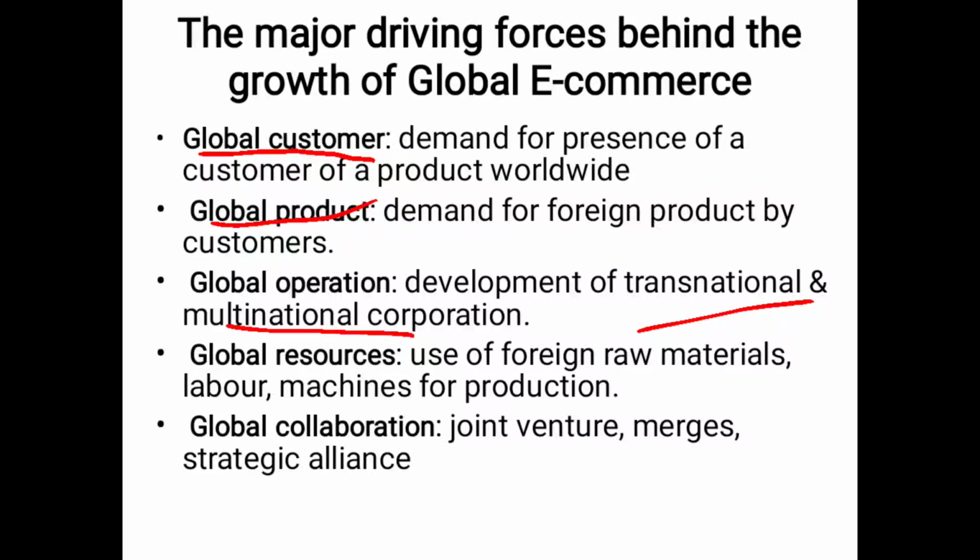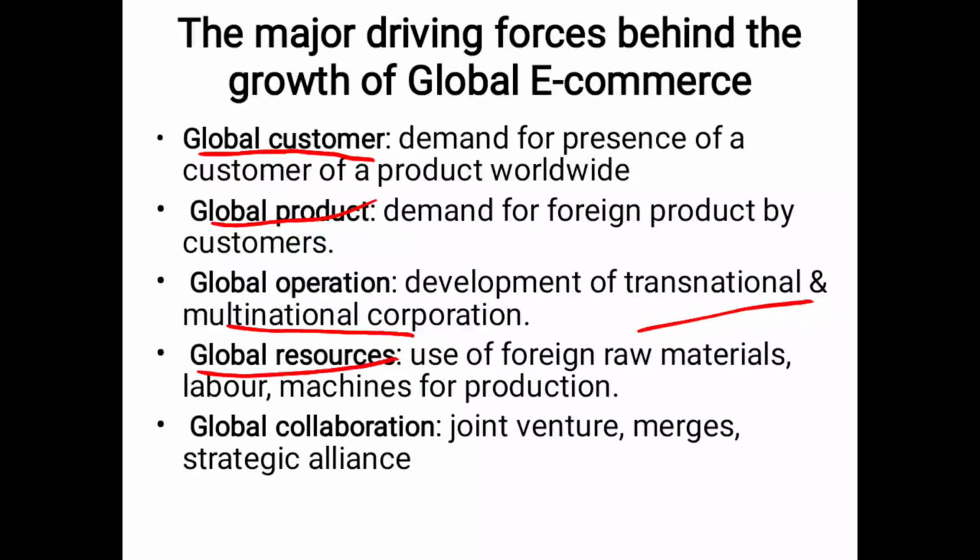Today many MNCs, TNCs have come up. So in India itself, we see that many foreign companies are existing, and because they are foreign companies, they don't do business locally. They do business throughout the world. They bring the products from other countries or sell the products to other countries. Various types of operations are carried out by the TNCs and MNCs.